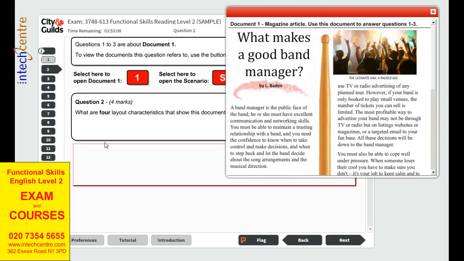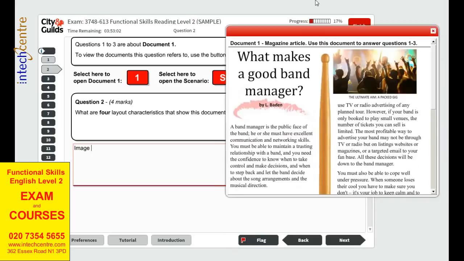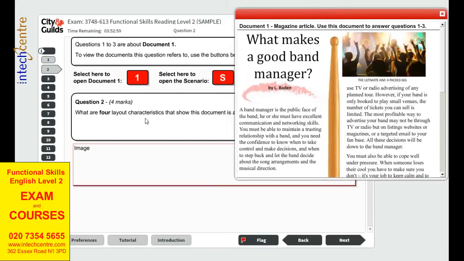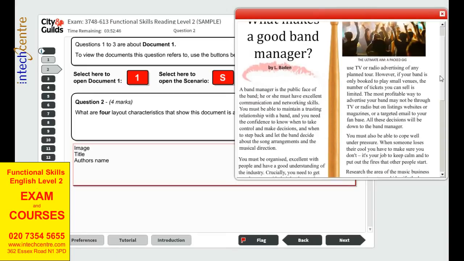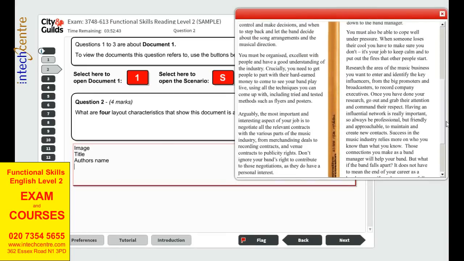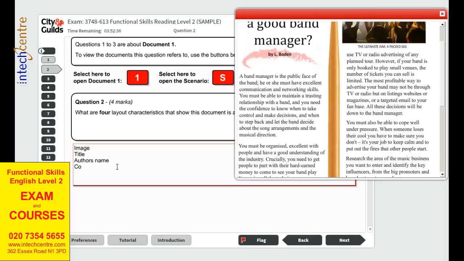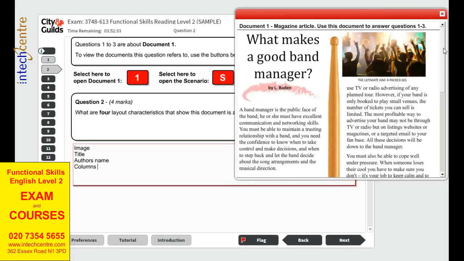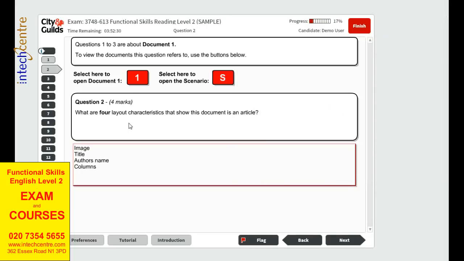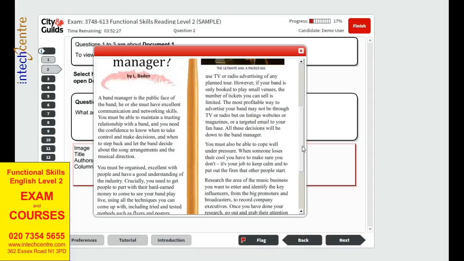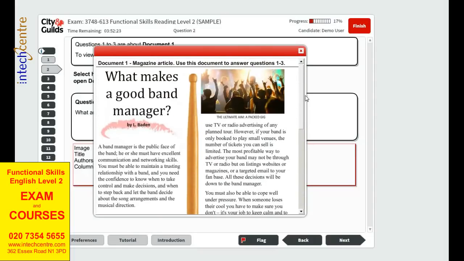So the first 4 I can see here is image. That definitely shows that this is an article, because many articles have pictures. They also always have a title, so that's another mark. Also in an article, the author always publishes his name, so you can write the author's name here. And it's also very obvious that it has columns because it's got 2 set amounts of paragraphs on separate sides, so it also has columns. Okay, so that's 4 answers which you've gained immediately, and it's an easy 4 marks because it's very easy to see what the layout characteristics are from basically looking at the text.